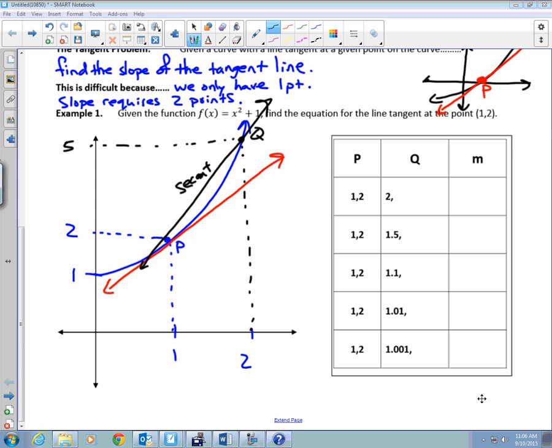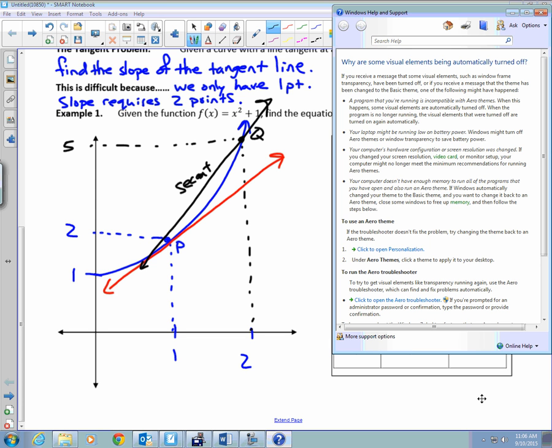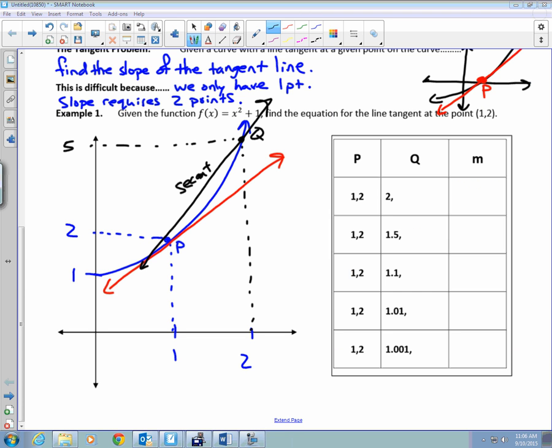Q has coordinate 2, what? 2, 5. So therefore, in order to calculate the slope, I will take y sub 2, which is 5, minus y sub 1, which is 2, divided by x sub 2, which is 2, minus x sub 1, which is 1. And I get 3 over 1, or 3.